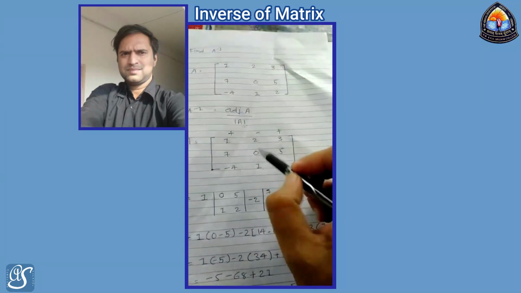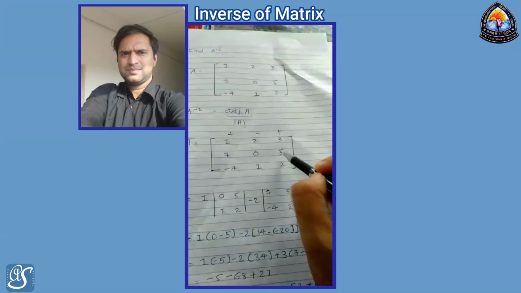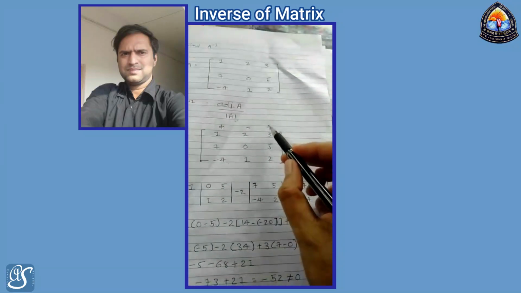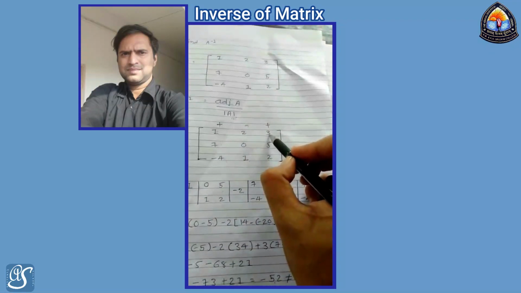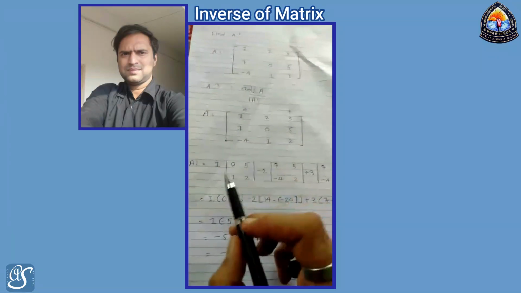Now hide the column and row which belong to 2. The remaining numbers are 7 -4 5 2. So here 7 -4 5 2. 3 has a plus sign, so plus 3. Hide the column and row which belong to 3. So 7 -4 0 1.